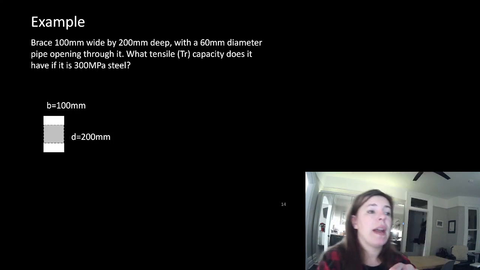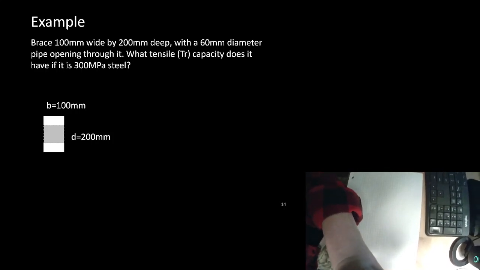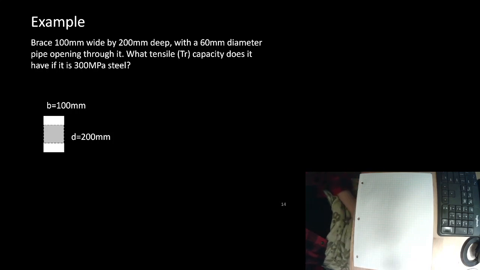So we've got a brace in a building that has dimensions of 100 millimeters wide by 200 millimeters deep, but it has a 60 millimeter diameter pipe opening through it. What tensile capacity, which means Tr, because T is tension, does it have if it's using 300 MPa steel?